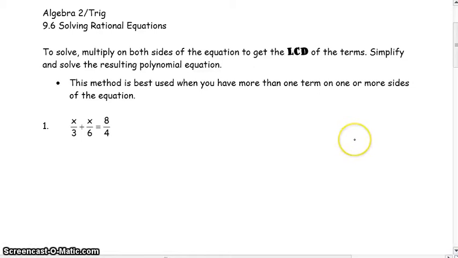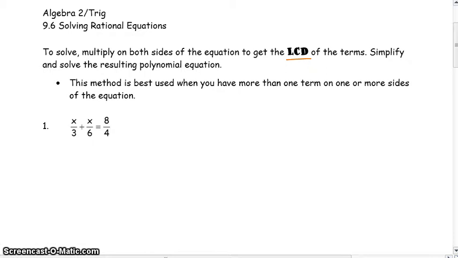Hello and welcome to 9.6 Solving Rational Equations. We are first going to start off by one method of solving. We'll talk about a couple. So to solve, multiply both sides of the equation by the LCD, which is the least common denominator of the terms. Simplify and solve the resulting polynomial equation.